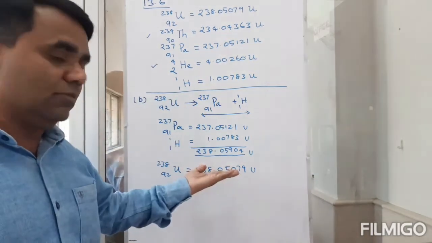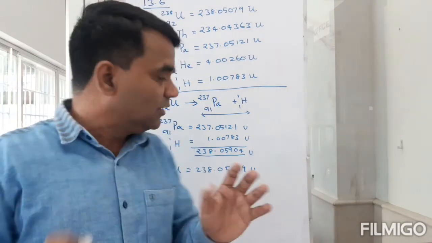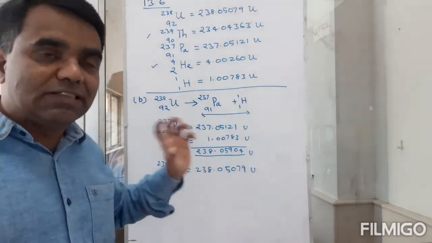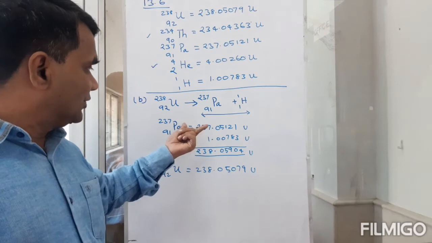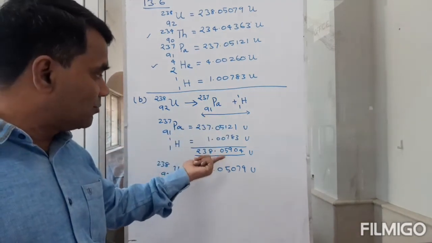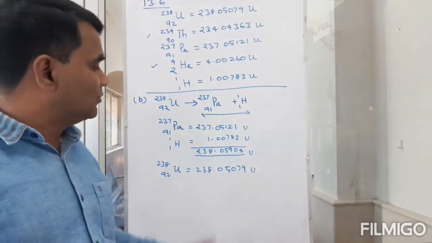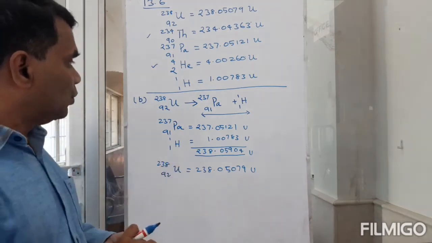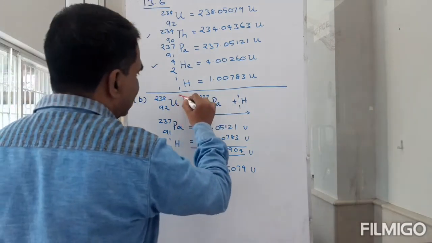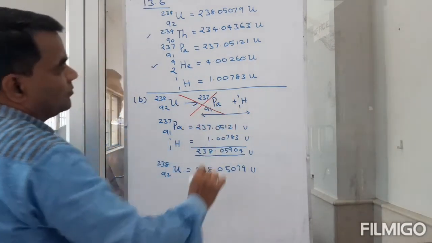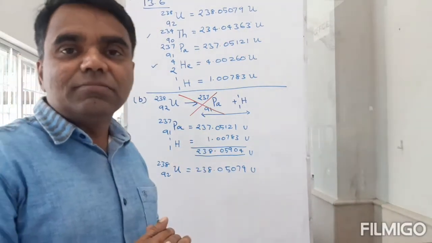It will probably happen if you give energy. But left to itself, uranium cannot disintegrate into this case. Why? Because after disintegration, you have more mass than you started with. That cannot happen. So uranium will not disintegrate spontaneously into this. So this cannot happen spontaneously. I hope you understand this.